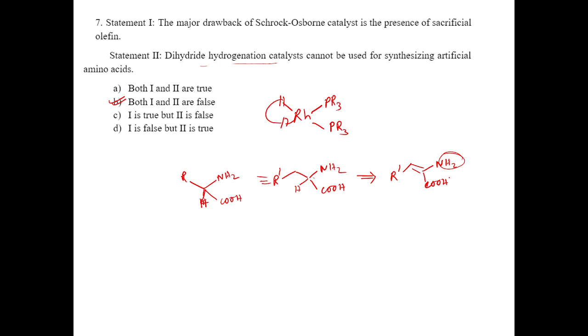So this statement is also false, that a hydrogenation catalyst cannot be used for synthesizing artificial amino acids. So both statement 1 and statement 2 are wrong statements. Did you get it or not? If you have any doubt or query, you can write it in the chat box, or you can ask me also.